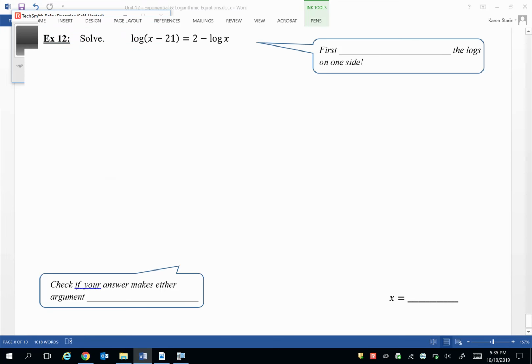Example 12. Solve log of x minus 21 equals 2 minus log x. So first, we're going to have to isolate the logs onto one side. So what does that mean? Well, let's go ahead and add log of x to the left-hand side, or really to both sides, and eliminate it on the right-hand side.